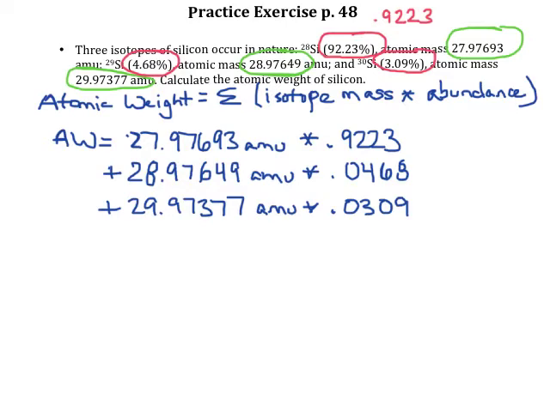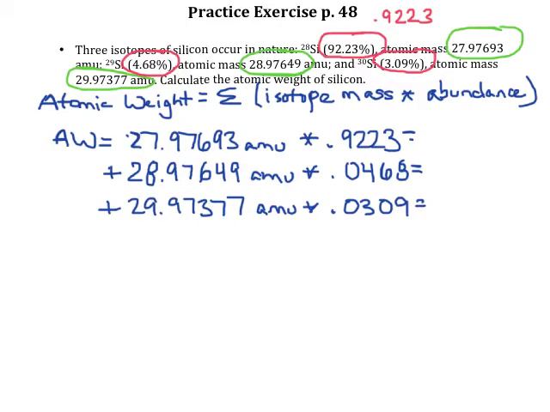Now we should be able to estimate roughly where we think this answer is going to be. That'll help us double check to make sure our calculation's okay. And if you look, the most abundant isotope is silicon-28 with a mass of 27.97693. So that tells us that since 90% of the silicon that exists has that atomic mass, our atomic weight should be pretty close to 28. So that's a good thing for us to check as we go through and do the math. Alright, so I'm going to calculate each of these components separately, and then I'm going to add them together.